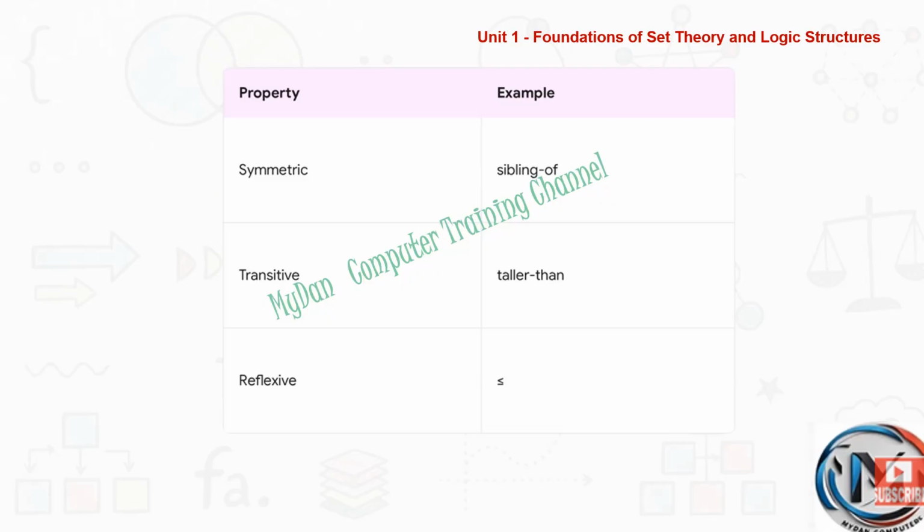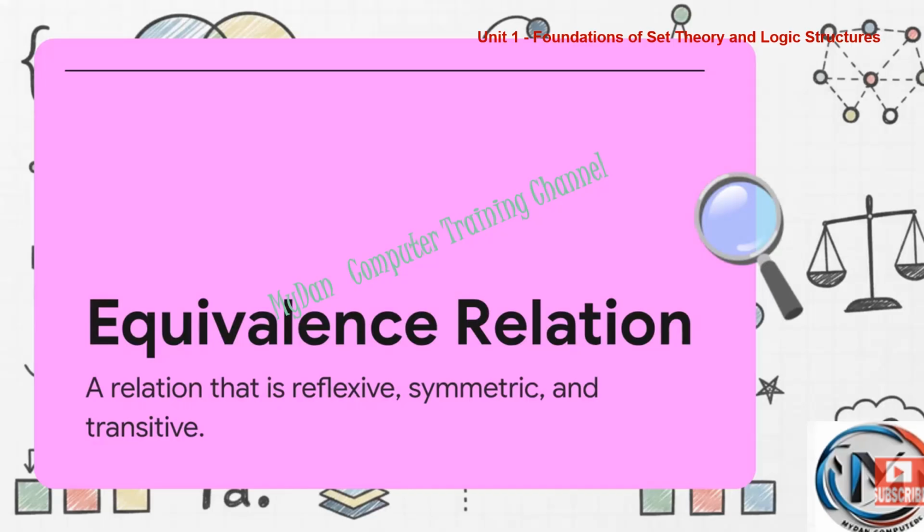Now, what about transitive? Well, taller than is transitive. If person A is taller than person B, and B is taller than C, then A is definitely, without a doubt, taller than C. But notice that parent of is not transitive. However, ancestor of absolutely is. And finally, the less than or equal to mathematical symbol, that is reflexive, because a number is always equal to itself.